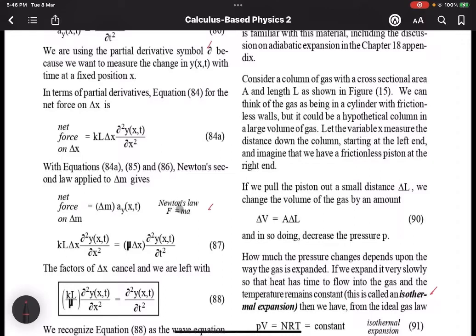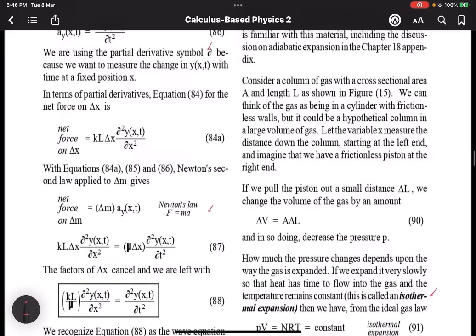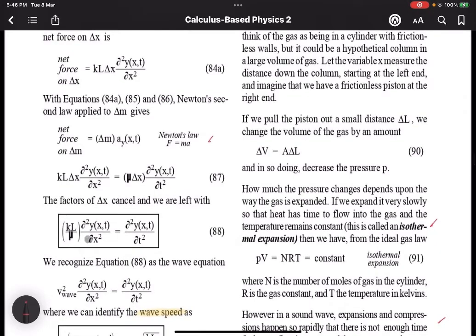So, manonotice nyo, ito yung Newton's law, which is force. Ito yung force. And the m is the mass. Dito yung mass. And times the acceleration. Okay? So, canceling these two, change in x, we will have the KL over the unit length measure times the derivative is equal to the derivative where x is constant, no? Dito time is constant, dito x is constant.